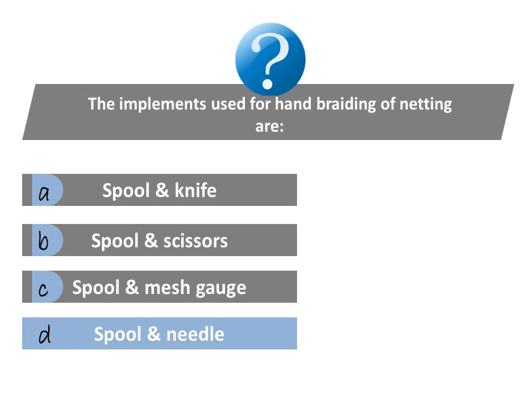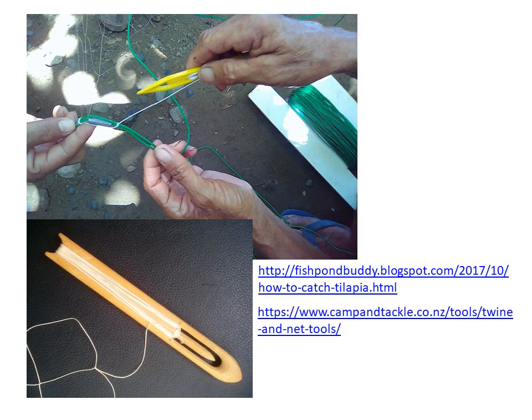Spool and needle. Ano ba ang itsura ng spool at needle? Andito siya. So, ito yung parang kahoy na to. Ito yung ating needle. At yung spool ay yun yung ating thread, kumbaga thread used for netting or yung twine. Ayan.